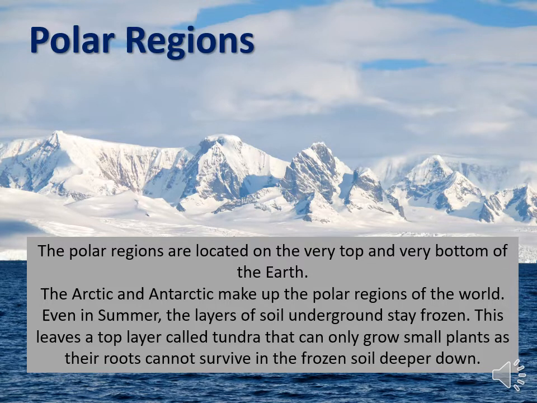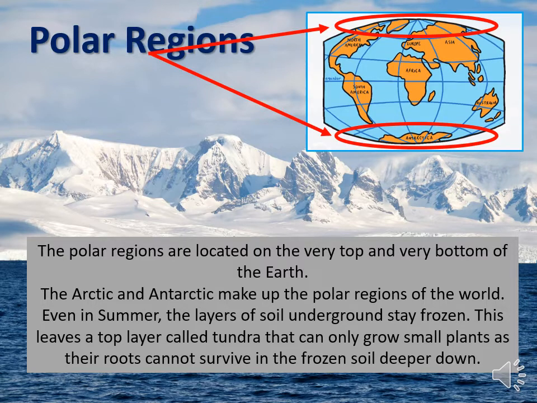Today you're going to be learning about many habitats, and one of them is the polar region. The polar regions are, according to the picture, the North Pole and the South Pole. They are called the Arctic and the Antarctic. Even in summers, their topmost layer is frozen, and this top layer is called tundra, and only a few small plants can grow there. Their roots cannot survive in the frozen ground down below.